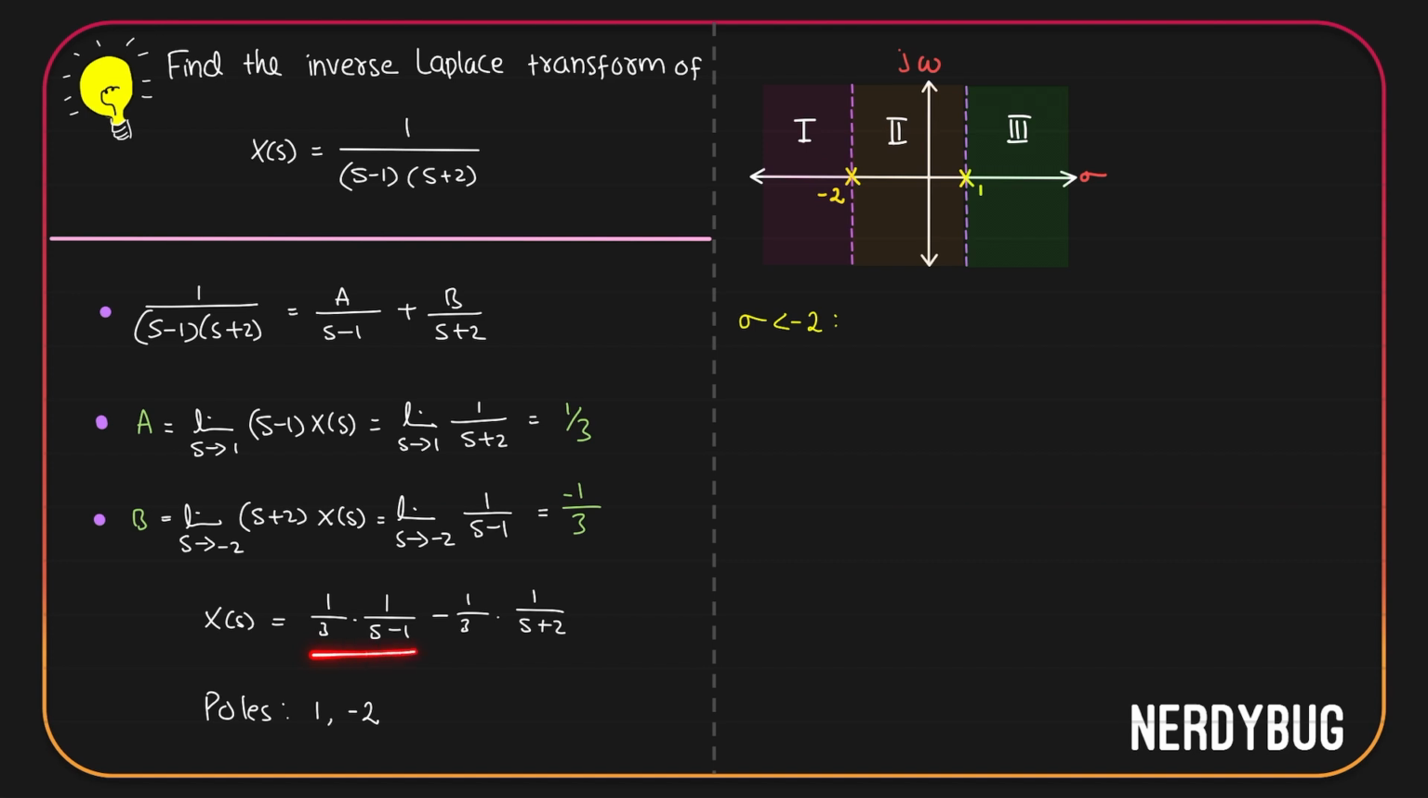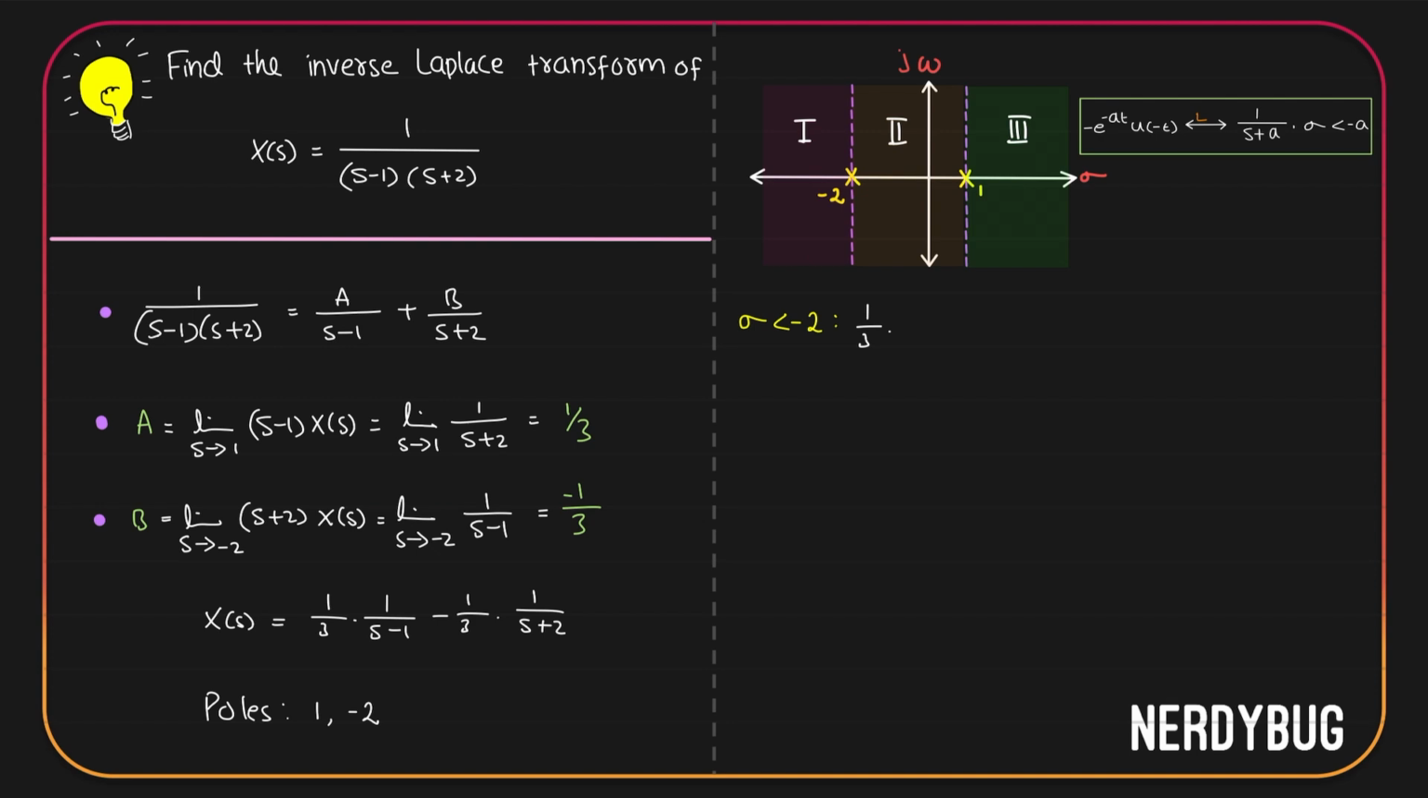So we want 1 by 3 into 1 by s minus 1 and 1 by 3 into 1 by s plus 2 to be left-sided. And we have the standard formula for a left-sided signal: 1 by s plus a with sigma less than minus a is the Laplace transform of minus e raised to minus at u of minus t.